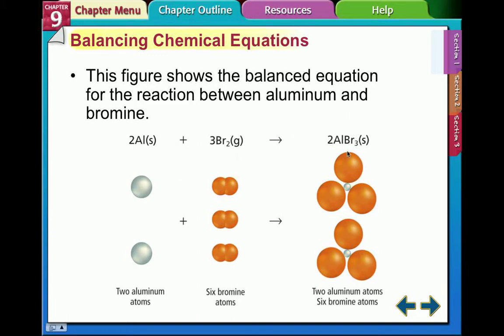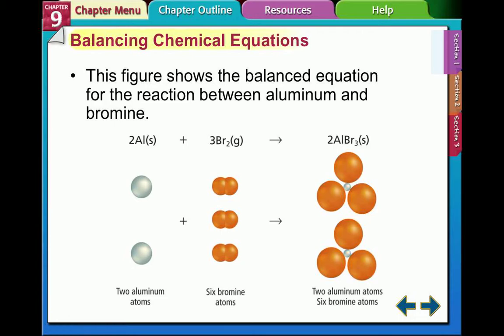Now we go over to the products to see what we have. We have another coefficient, 2. Aluminum does not have a subscript, so 2 times 1 gives us 2. So we have 2 aluminums in the product, and we have 2 aluminums in the reactant. The bromines, we have 6 bromines in the product, and we have 2 times 3 gives us 6 bromines in the reactant. So we are now balanced.